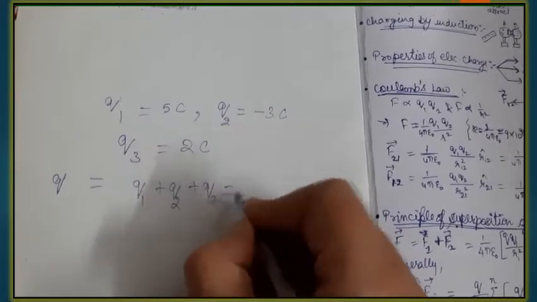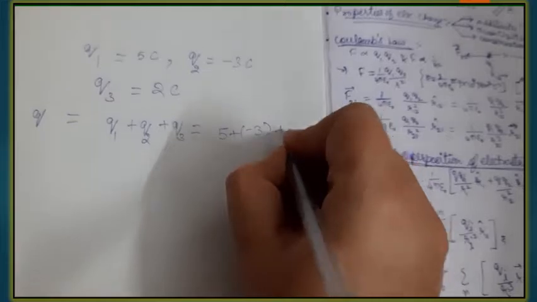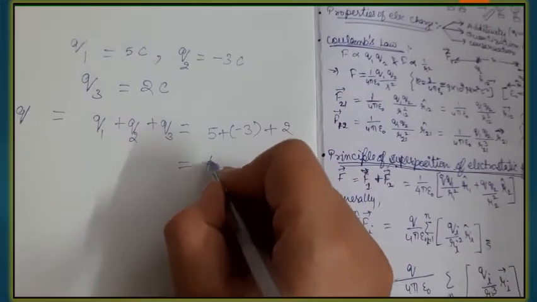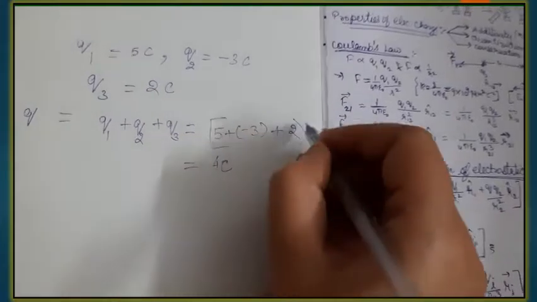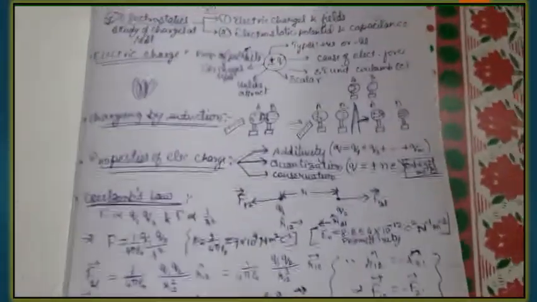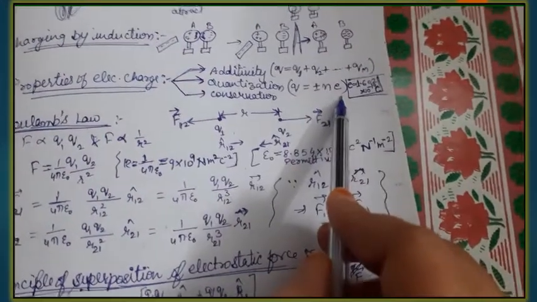Algebraic sum means we add the charges up along with their signs. So this gives us 4 coulomb. The total charge is 4 coulomb. This property is known as the additivity of charges. The next property is quantization of charge.